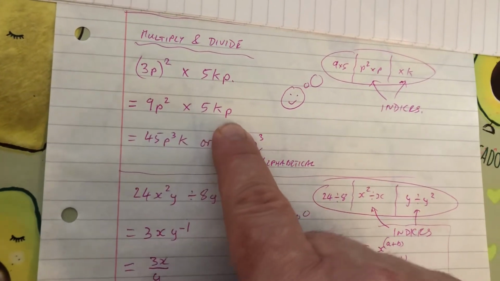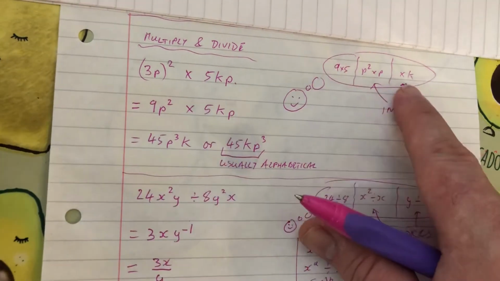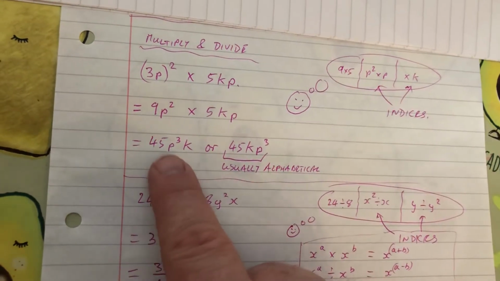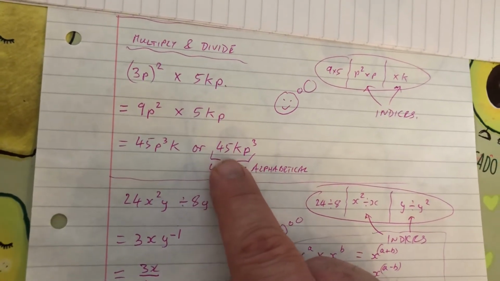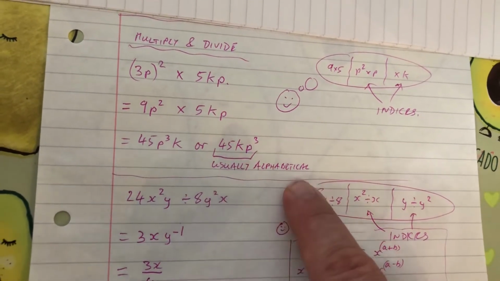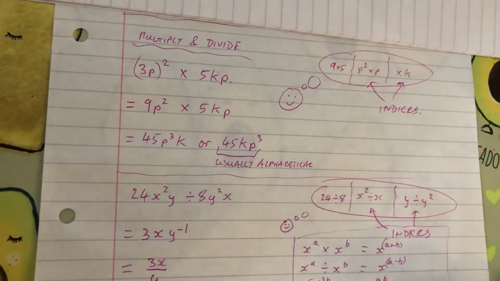P squared times p is p cubed. And k didn't have a buddy, so it's just 45p cubed k. Or, more likely, what we would write is 45kp cubed, because we usually have it alphabetically. So that's the first one.